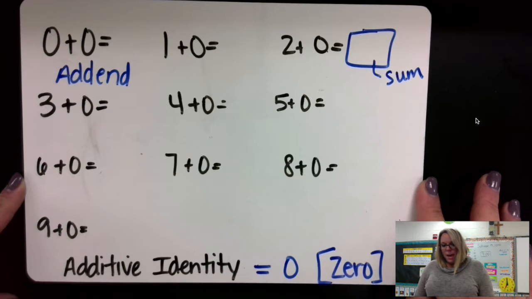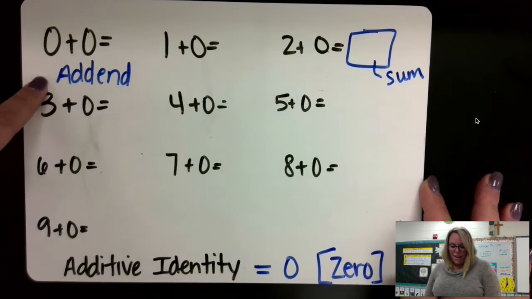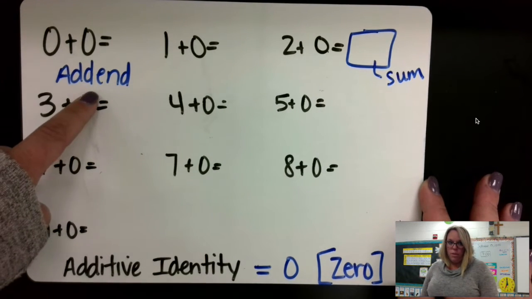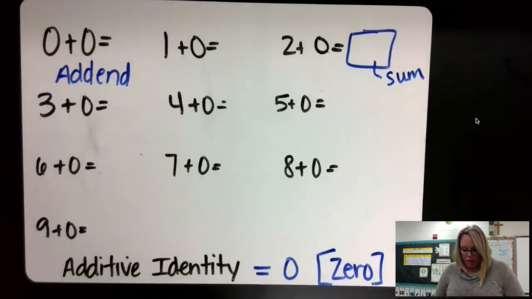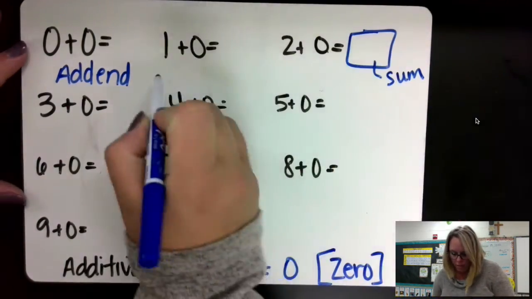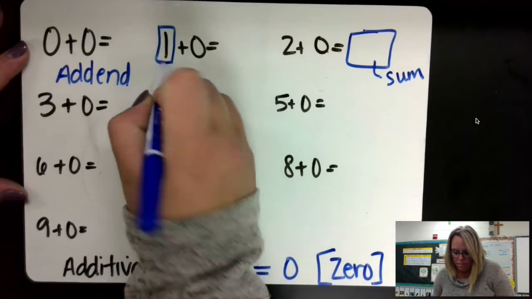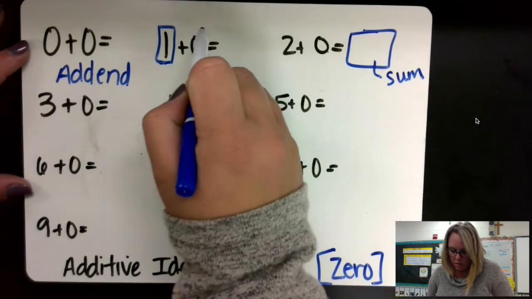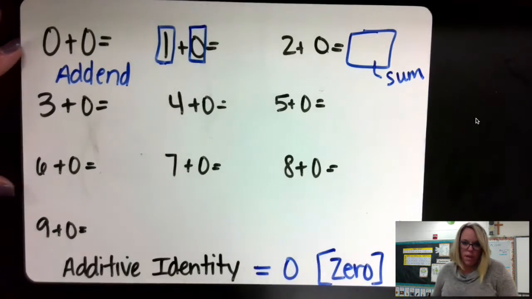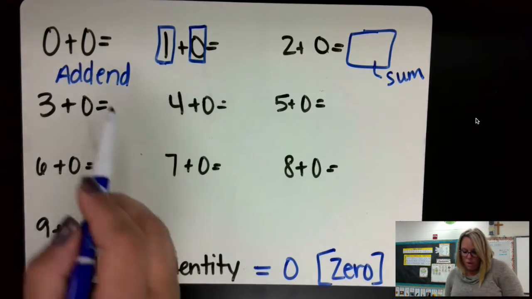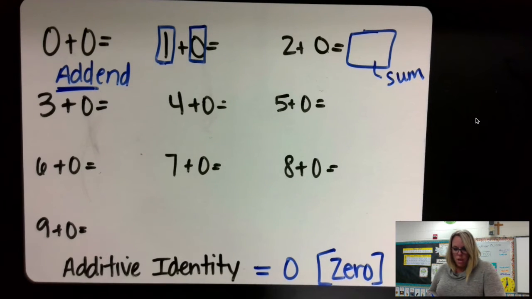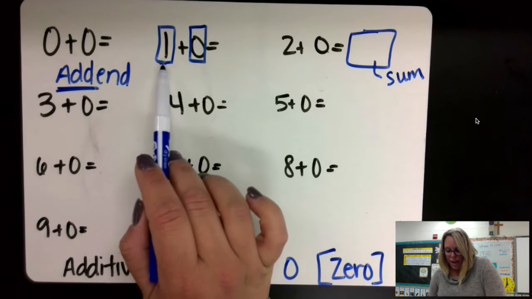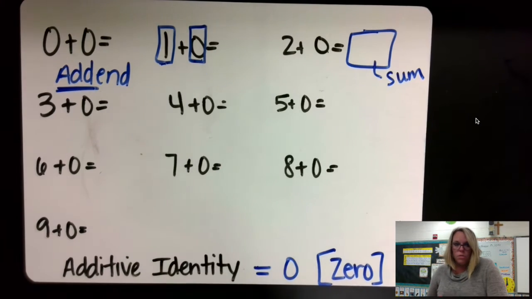Each of the numbers being added is called an addend. Here in blue, you can see the word addend. So if I look at this problem right here, 1 plus 0, the 1 is an addend, and the 0 is an addend. And why? Well, do you see the word add in addend? The small word add in addend is telling us that we need to add or combine those numbers together.